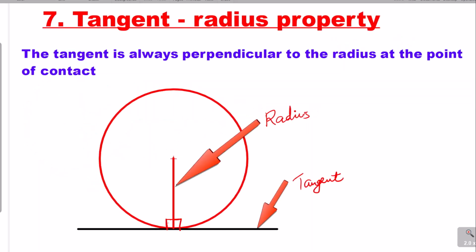Number 7, we have another important property, the tangent radius property. This one states that the tangent is always perpendicular to the radius at the point of contact. So we have the radius there, we have the tangent. Look at the point of contact of the radius and the tangent, always perpendicular, at 90 degrees.